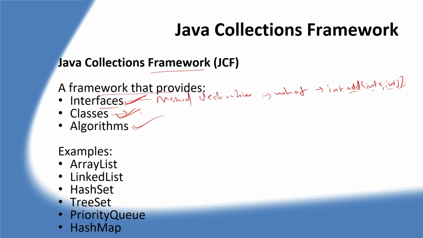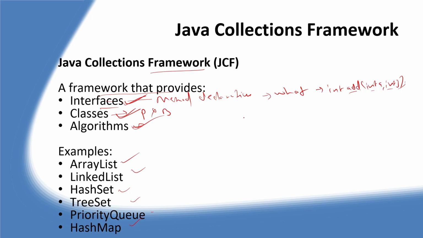Classes we already know. Class will have what? Properties and behaviors. Algorithms are provided by the framework. So there are various examples: ArrayList, LinkedList, HashSet. We will see each of these in great detail. These are the examples. So I hope by now you are clear what is the use of collection, why we are using the collection, how the problems are getting solved with the collections. So collections are dynamic in size and many built-in methods are there.